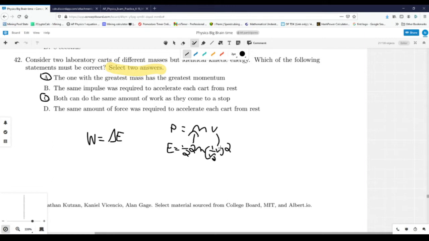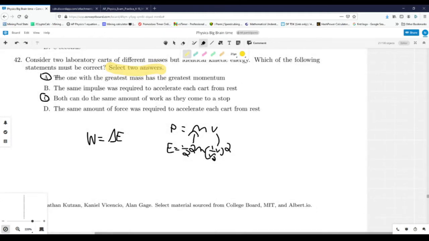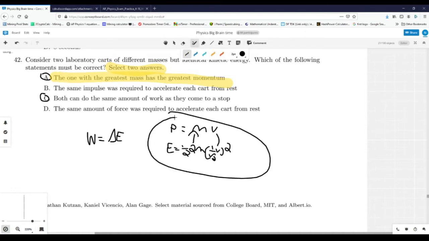So if mass grows, velocity grows at a slower rate, so therefore the one with the greatest mass will have the greatest momentum every time. This one was a hard relationship to identify, so don't feel bad if anyone didn't get that, or I guess didn't get the reasoning why.